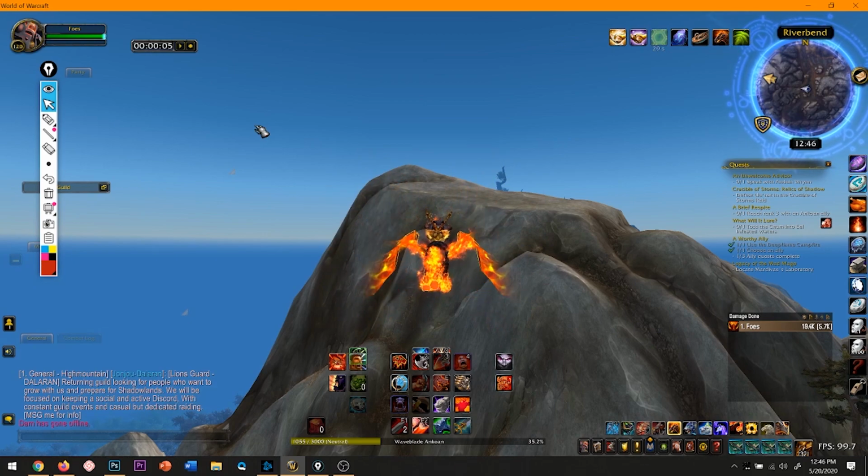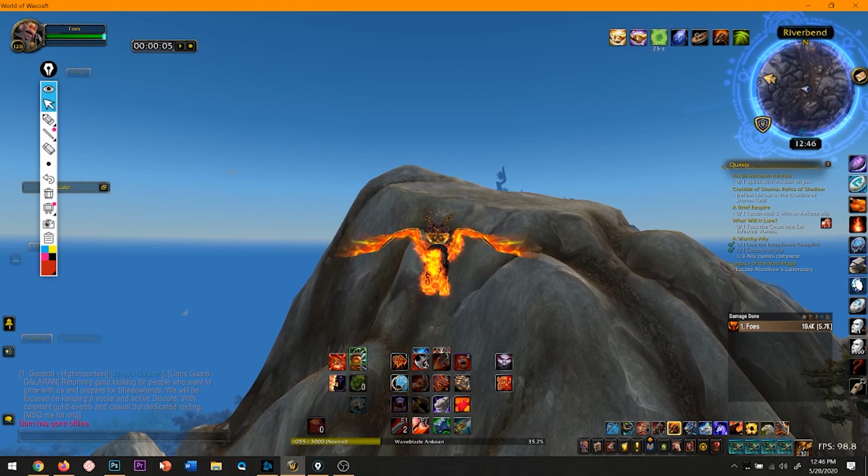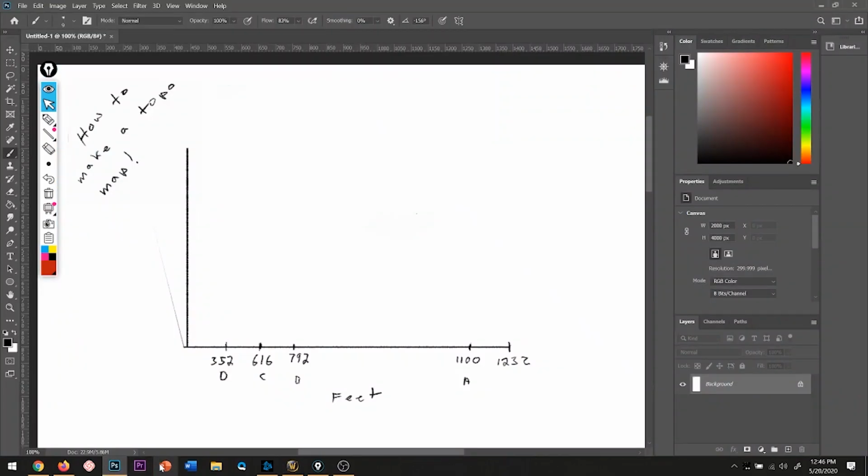So this mountain is 440 feet tall. So go back to Photoshop. And that would be right here at A. So we need to go over here. Let's just make this the top of this right here. Say it's 500 feet.